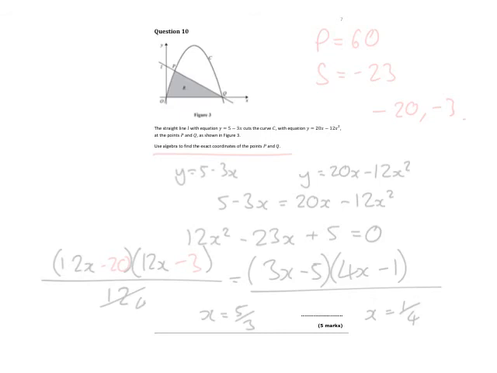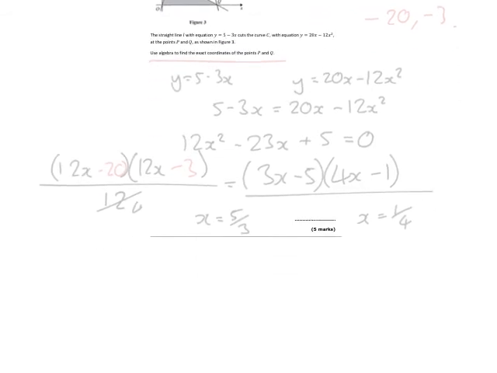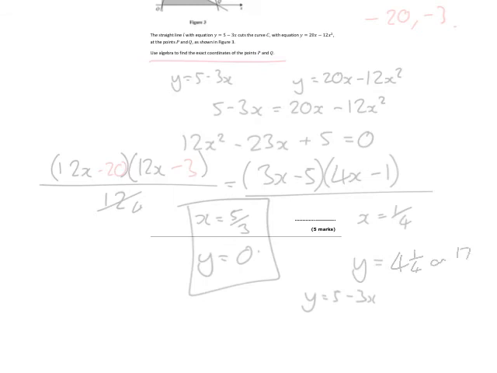fact it's very sensible to be using the linear equation. Not only is it easier, but it will always give you one value and that value will always be correct. If we don't and we do it with the other equation, it's quadratic. It could give us 2 values and we might not know which one to take. Okay, so the y value associated with 1/4, x equals 1/4, is 17/4, or 4 1/4, 4.25, obviously acceptable.